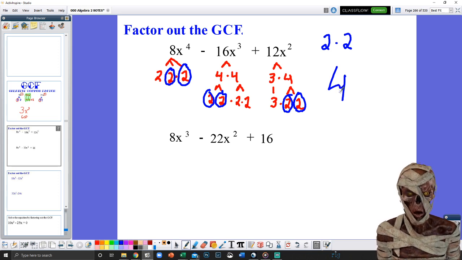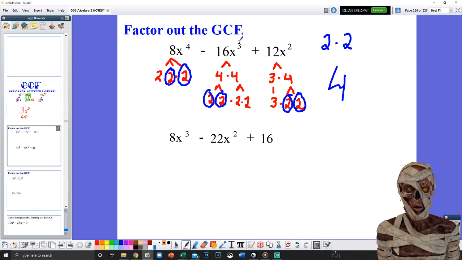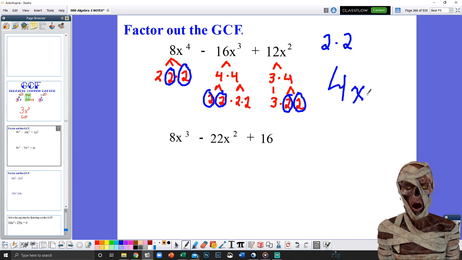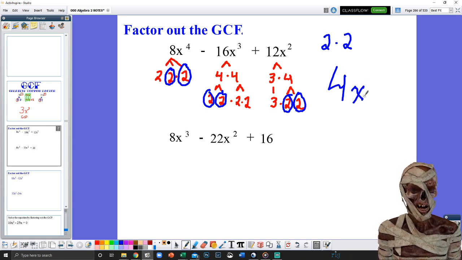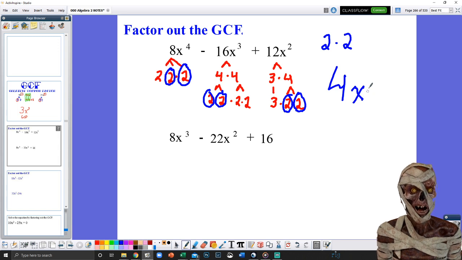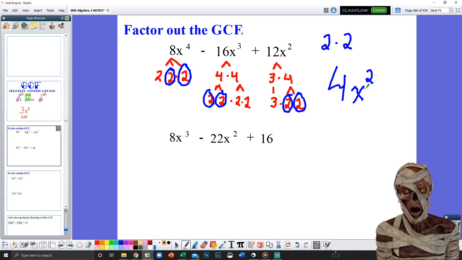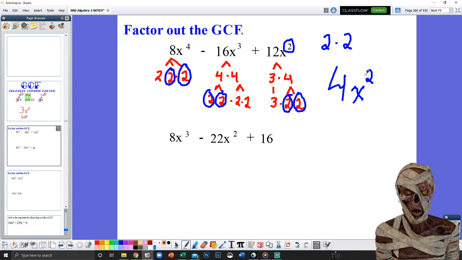Now let's think about my variable part. So looking at my exponents, 4, 3, and 2, which one would I choose for my GCF there? You chose 2! Great job! 2 is the smallest exponent, so that's why we used that here. They all have 2 x's at least in common.